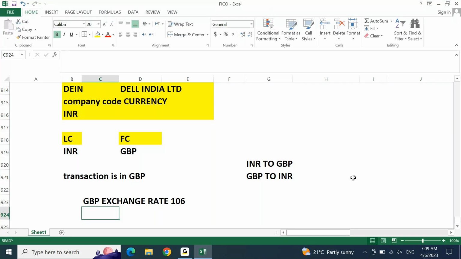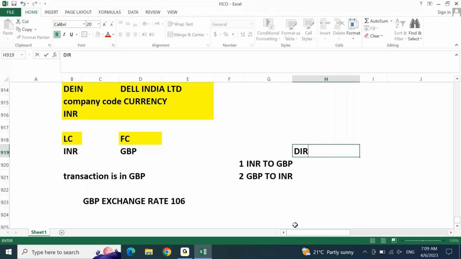Now, if you know that the GBP exchange rate is 106, you first have to write this 106 in the direct quotation of FC to LC. Where is your FC to LC, first one or second one? Second one. FC to LC is your second one. Now you will have direct quotation and you will have indirect quotation.